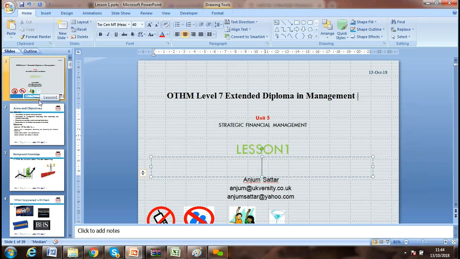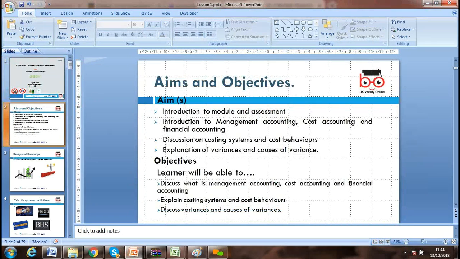So this lesson is quite crucial because it's quite applicable in our daily lives as well. First we'll discuss the aims and objectives of the lesson, then an introduction to modules and assessment, which I'll go through. Then an introduction to management accounting, cost accounting, and financial accounting. What is the difference between them?